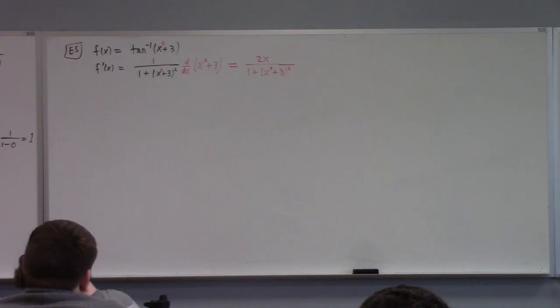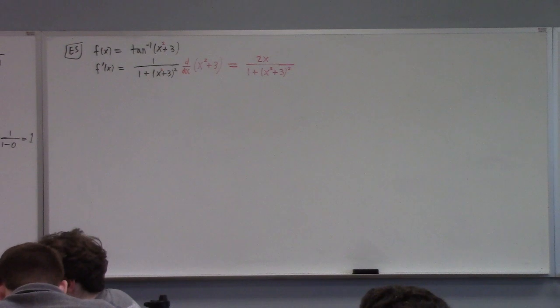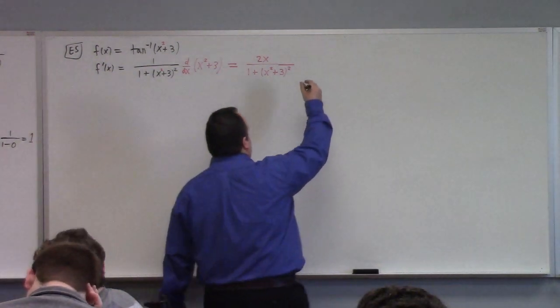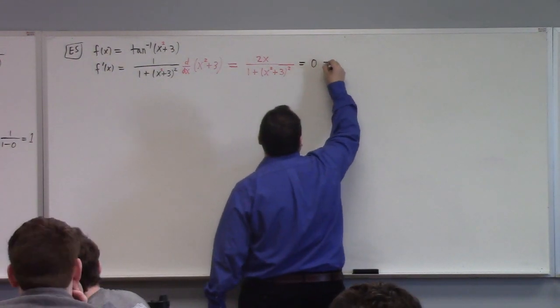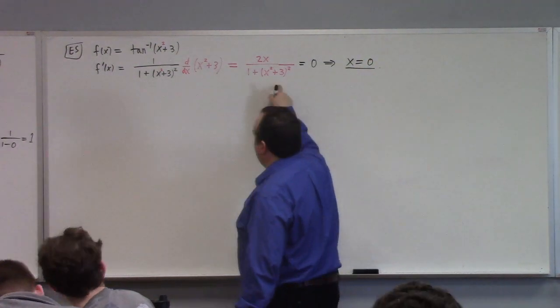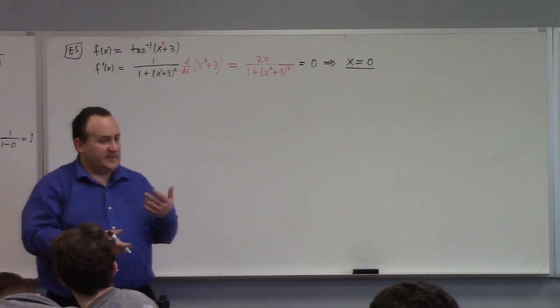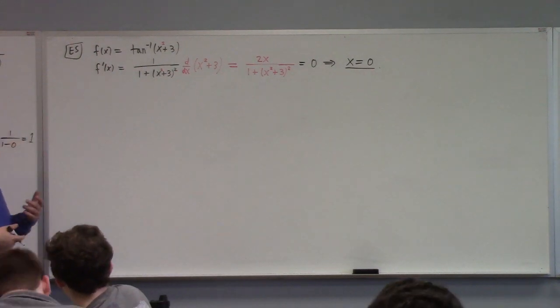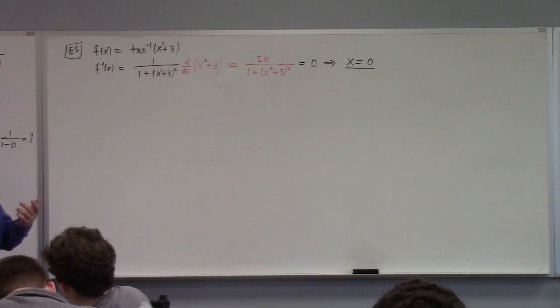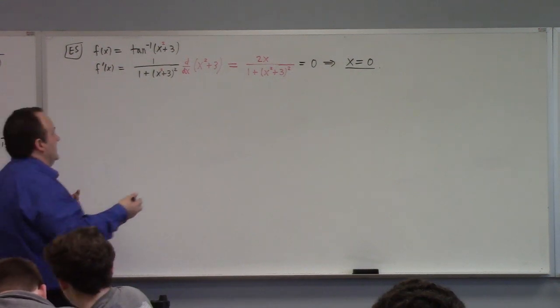So what do you guys got for me? What's the critical number here, or numbers? 0? Yeah, I think you're right, 0. So this equals 0 implies x equals 0. That's, I think, the only critical number here. Notice that what's in the denominator is always positive, right?